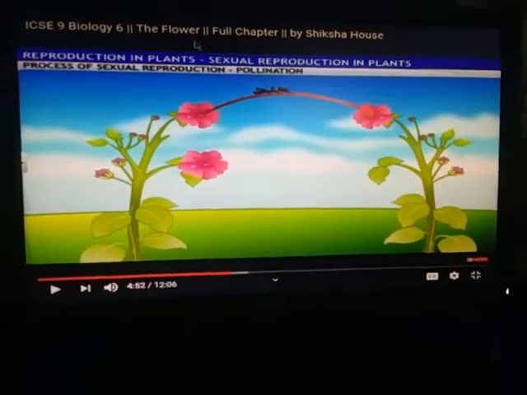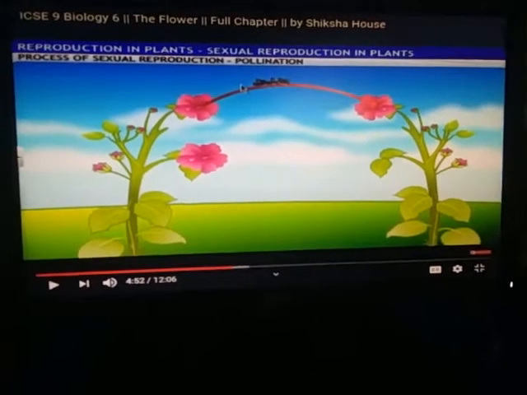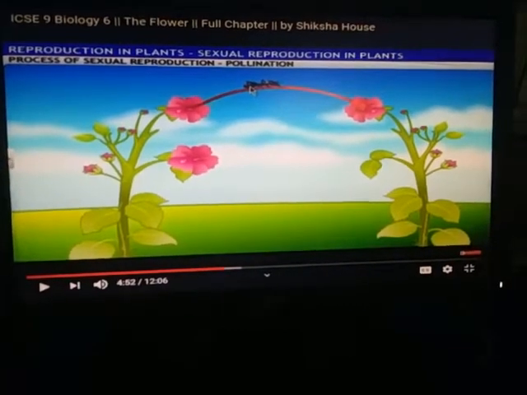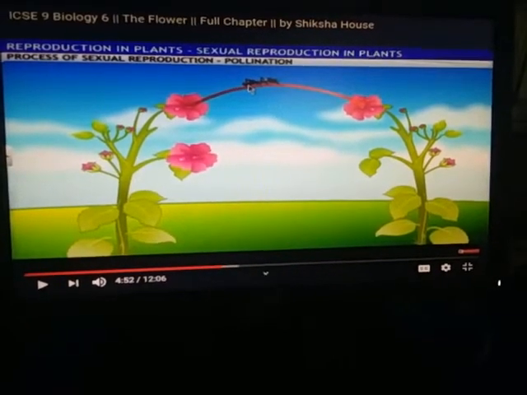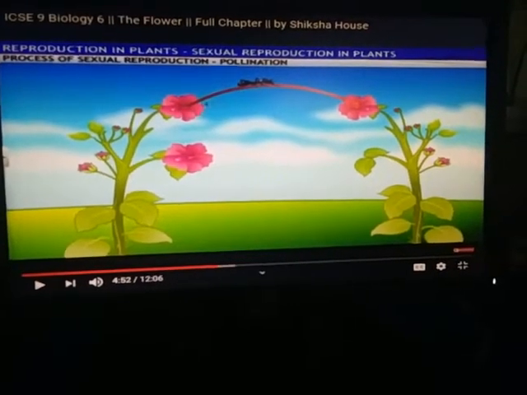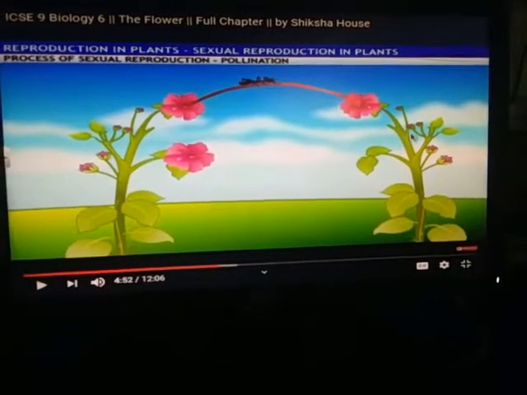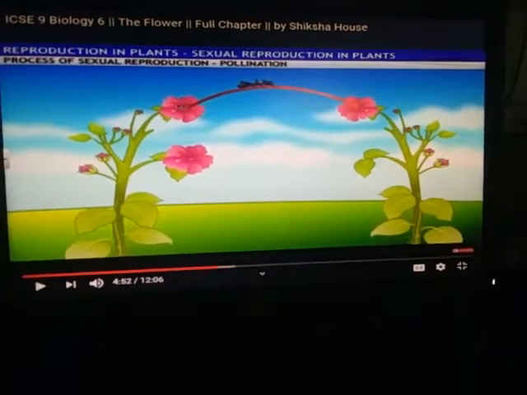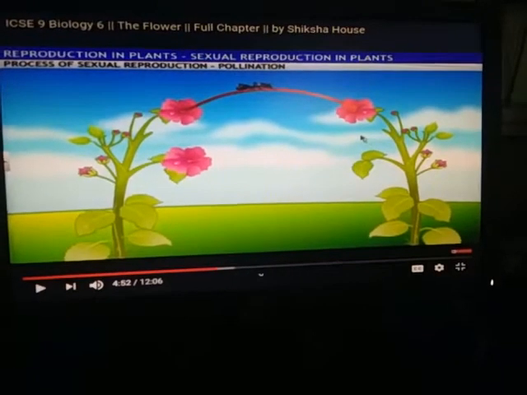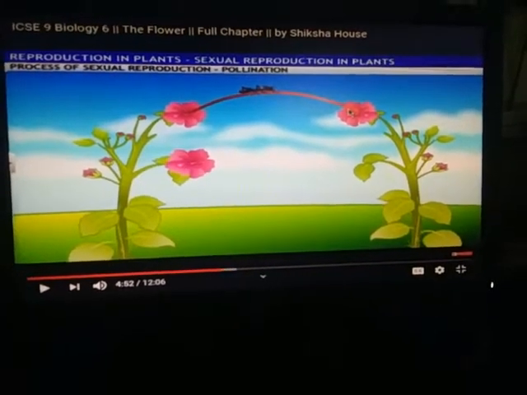Dear students, we will discuss the process of sexual reproduction. The process of sexual reproduction takes place in two ways. First is cross pollination, second is self pollination. Here is the structure of two flower parts. Here these insects help in the process of cross pollination, meaning transfer of pollen grains from one flower to the stigma of another flower. This is called cross pollination.